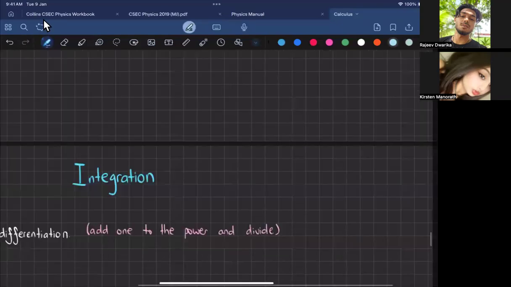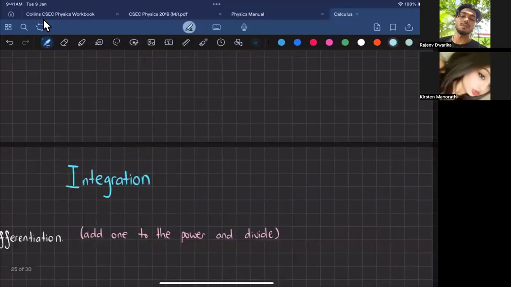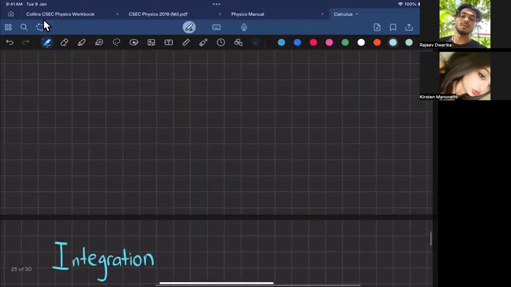Okay, listen, before we do anything, what do you think integration does? Do you know what integration is? Kirsten, you know what integration is? It is something to do with area and volume. You're not wrong, that's correct. But at its core, what is integration?